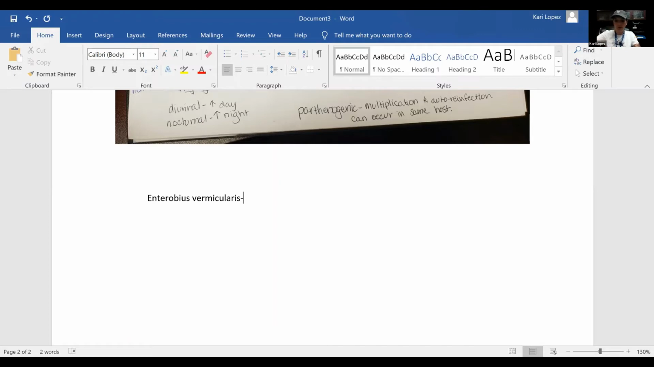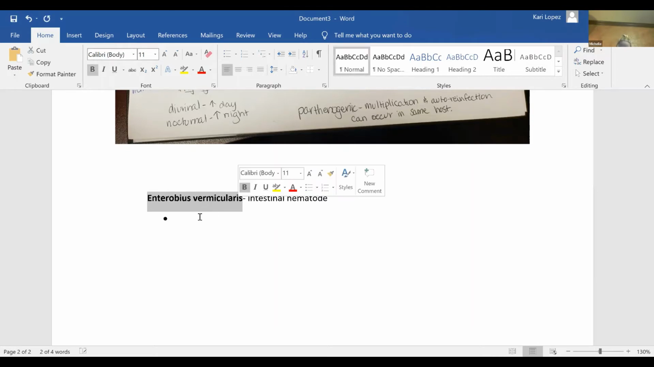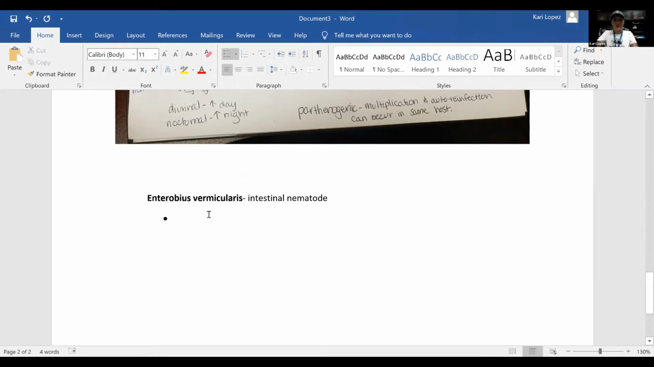Okay, so I'll start with, it's an intestinal nematode. And actually, I'll put that one down here. I think the main one to know. What's the common name for it? Enterobius vermicularis? Pinworm. So your Enterobius vermicularis is a pinworm. It is an intestinal nematode.